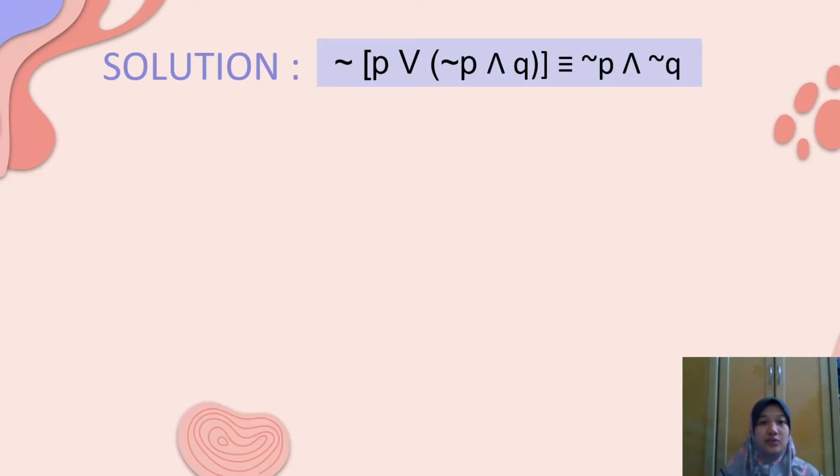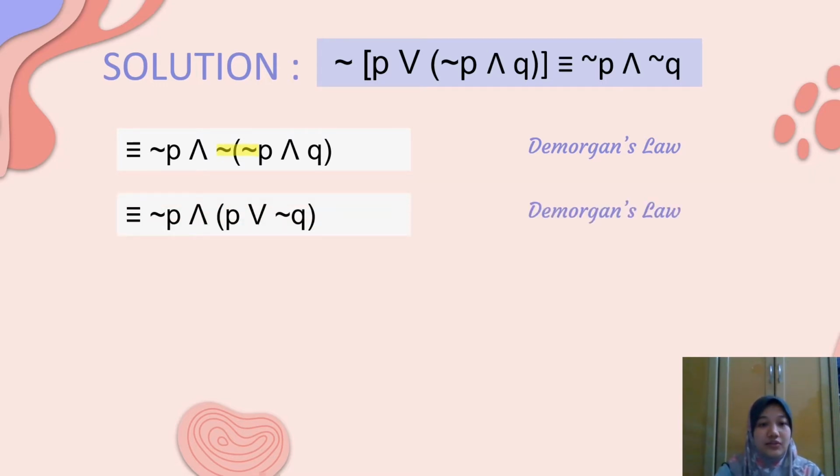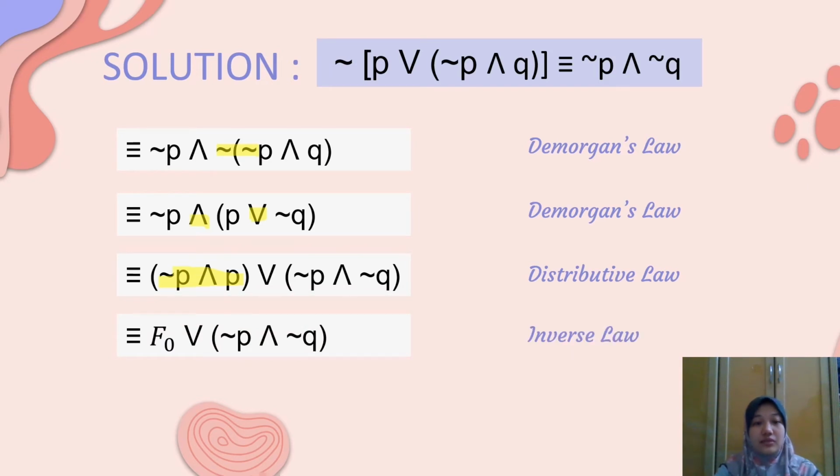Example 2. How to solve this question? Firstly, we see that negation here, so we know that we can use De Morgan's law. And then double negation here, we can use De Morgan's law too. Then because it's the different sign right here and also here, we know that we can use distributive law. Then we see that negation P and P is together, that means contradiction by using inverse law, and then contradiction for any proposition equals that proposition by using identity law.